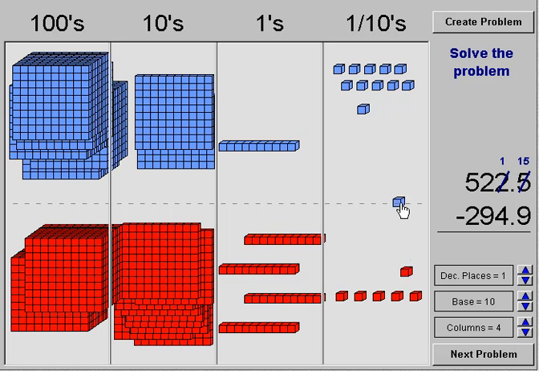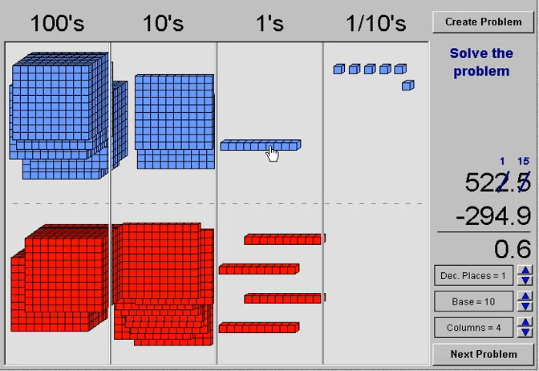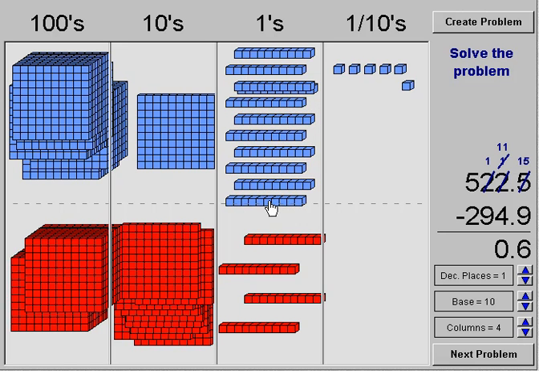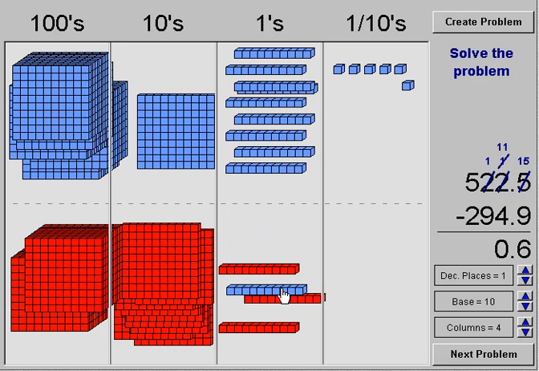Keep matching them up. That leaves me with 6/10, so I'm still not done. Again, I see I have one group of ones here, or one. I have 1 here left, and then I have 1, 2, 3, 4 here, so I do need to borrow from the 10s. So I have 11 in here, but I'm going to match these up.